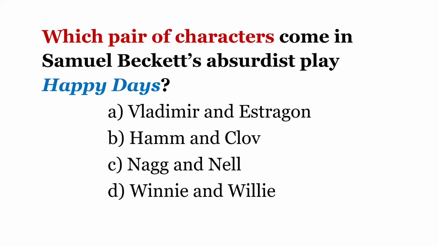Next, which pair of characters come in Samuel Beckett's absurdist play, Happy Days? Option A, Vladimir and Estragon. B, Hamm and Clov. C, Nagg and Nell. D, Winnie and Willie. It's easy for you to eliminate, I think, option A, Vladimir and Estragon, iconic characters created by Beckett. Answer D, Winnie and Willie. These characters come in Beckett's Happy Days.